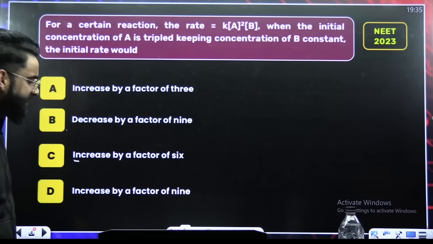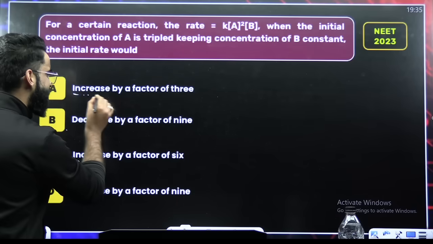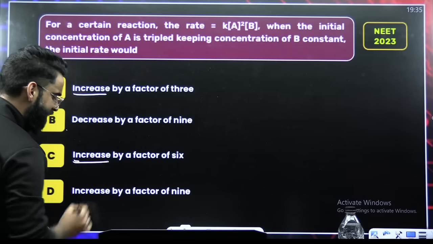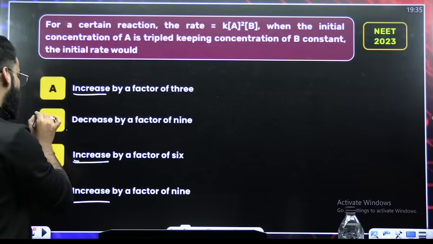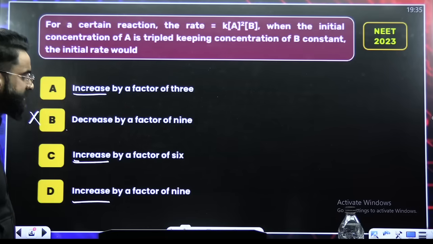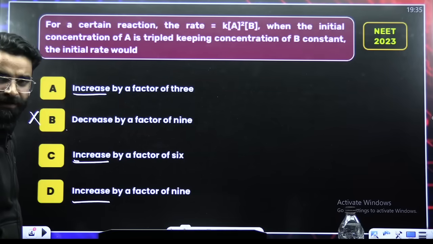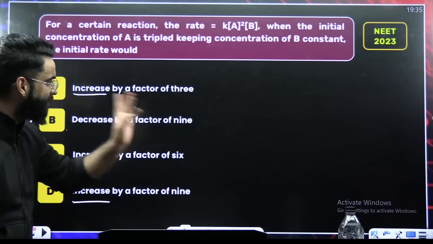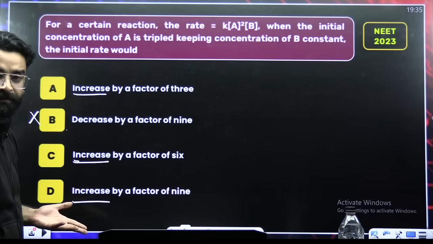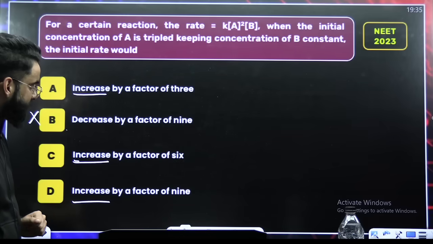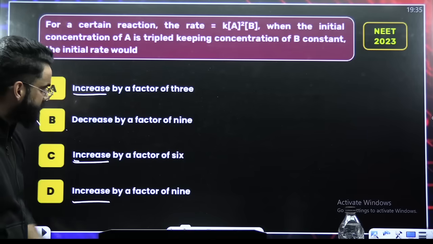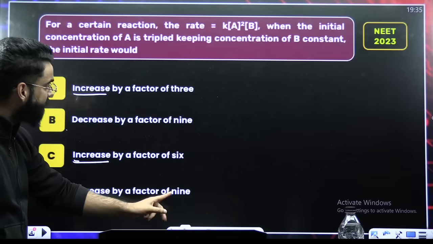When you look at the options, my dear students, over here they have mentioned increases. Here they have mentioned increases. Here they have mentioned increases. So I'm not going to go with decreases. Right? This is something which I'm eliminating right here. Now, my dear students, increases by the factor of 6, right? Increases by the factor of 9.